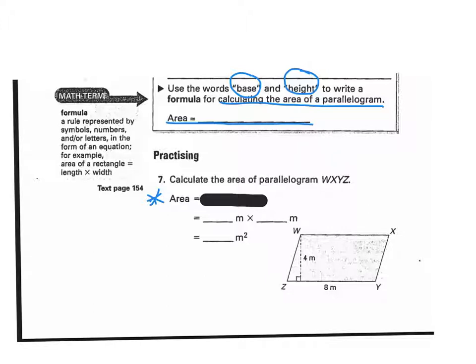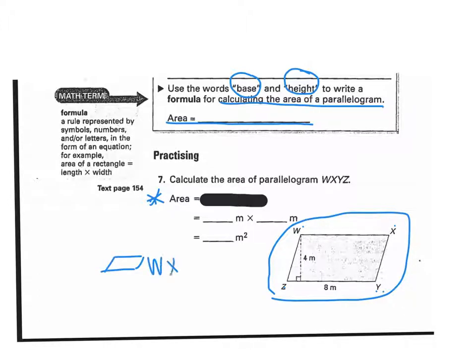You're going to calculate using the dimensions given to you in parallelogram W, X, Y, and Z. These are the labels. Parallelogram W, X, Y, and Z. You're going to calculate them. They've helped you out by giving you the units squared already. Good luck.